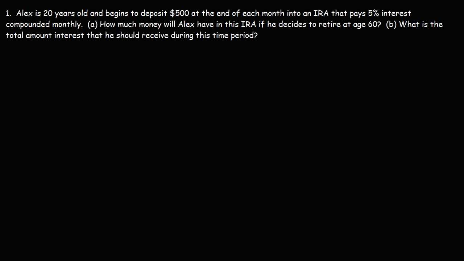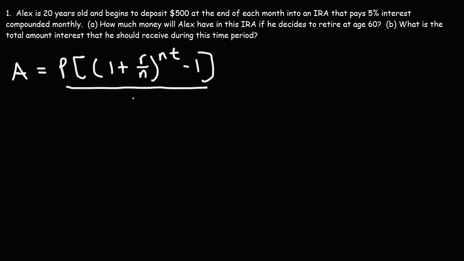So first, we need to know what formula to use. We could use the formula that will help us to calculate the future value of an annuity when the deposits are made at the end of the month as opposed to the beginning of the month. So the formula that we need to use looks like this. A is equal to P times (1 plus R over N) raised to the NT, minus 1, over R divided by N.